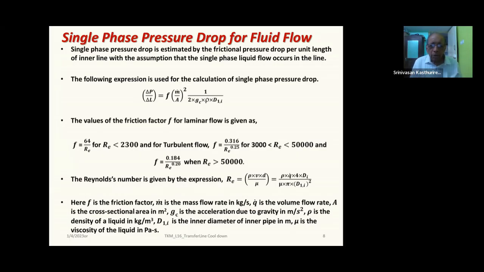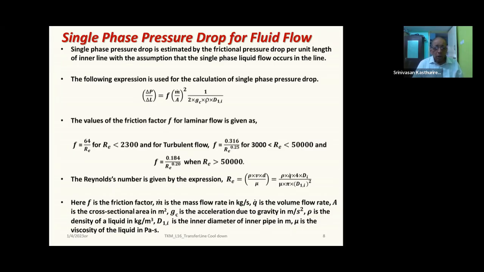The single phase pressure drop is normally estimated by the frictional pressure drop per unit length of the line, with the assumption that single phase flow is always occurring in the line. So what do we mean by single phase? Single phase means only one particular type of fluid is flowing through the pipe, either totally liquid or totally gas. One phase of fluid is flowing through the pipe. That's what we call single phase.